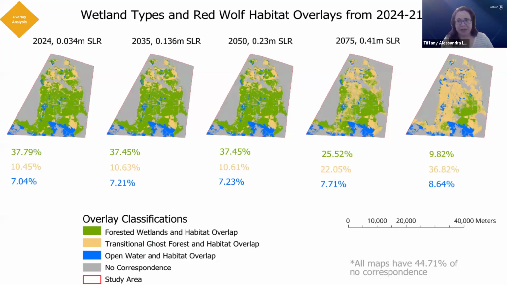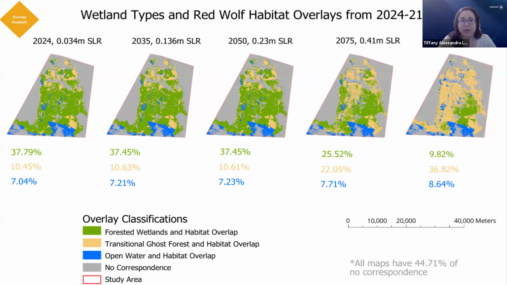So this is the result. It's a series of maps produced from the combinations of red wolf habitat with each of the outputs from SLAM for each of the years in the custom time series. The collection here shows each of the maps side by side with corresponding years and projected sea level rise above each.